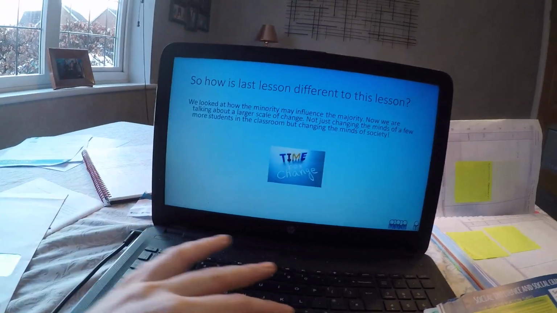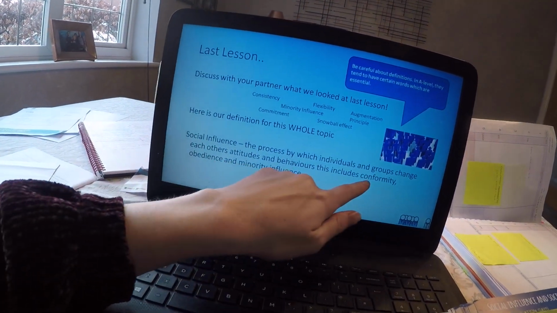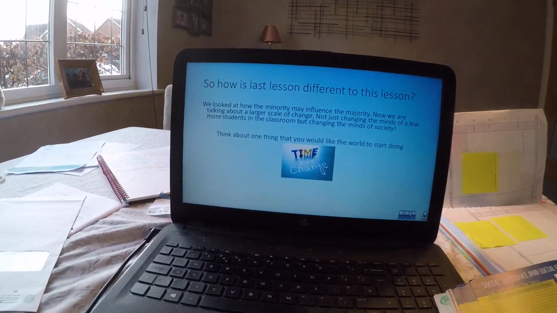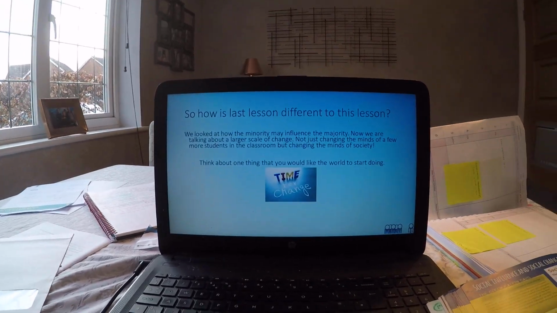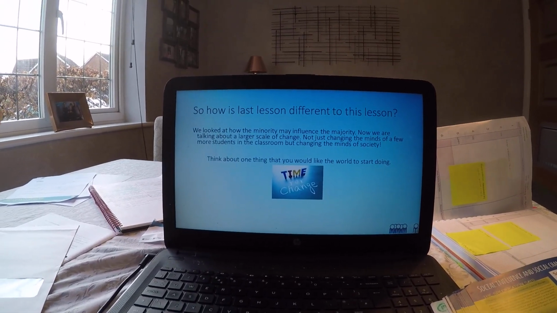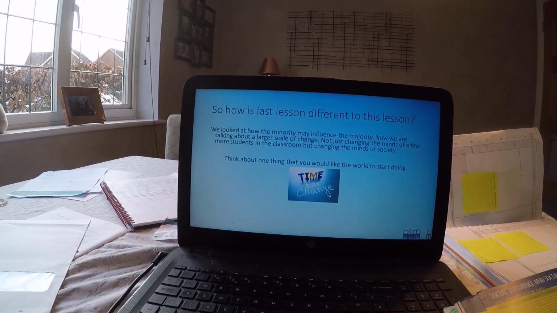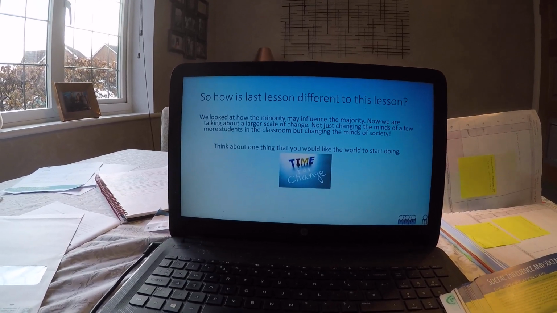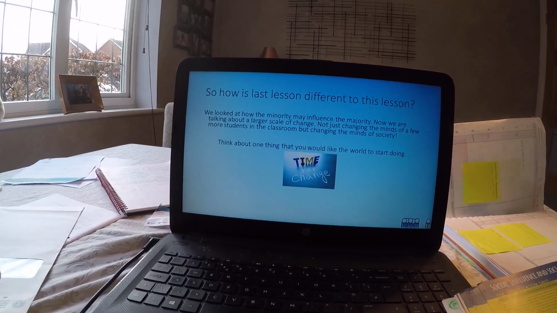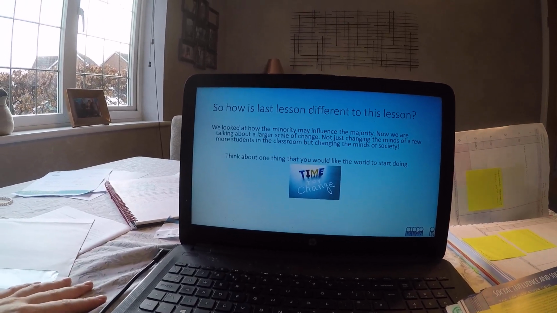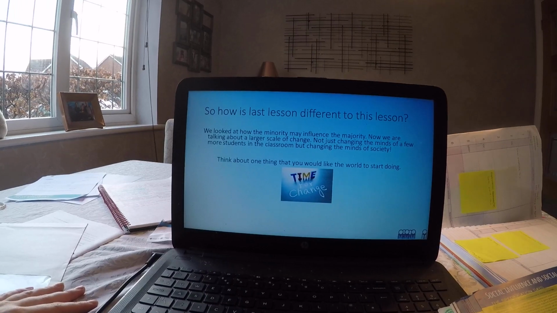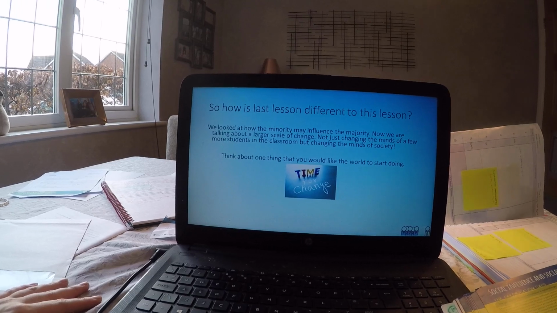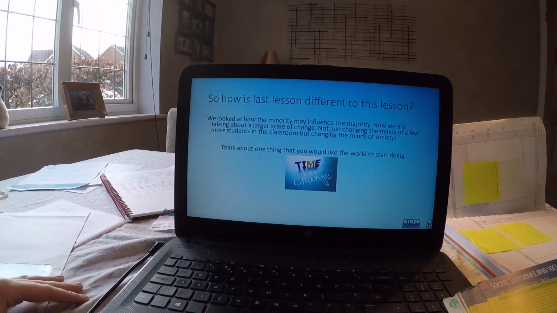So, like I've just said, we've looked at our definition. We need to include conformity, obedience, and minority influence. So, you've already got your example of one thing that has happened as a social change. I now want you to think really hippie-like thoughts, and what would you want the world to start doing? And it could literally be anything, like you really want people to all appreciate clouds more.